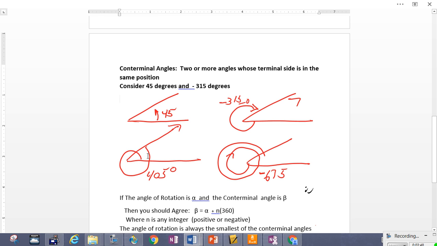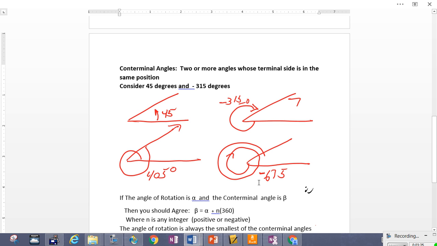For instance, an angle of 405 degrees. We sweep through 360 and then another 45, and we end up in the same position as we did with 45. So that's another coterminal to 45. Negative 675 is 45 degrees short of two full revolutions of 720 degrees, and ends up in the same place as 45. So these are all coterminal: 45, negative 315, 405, negative 675.